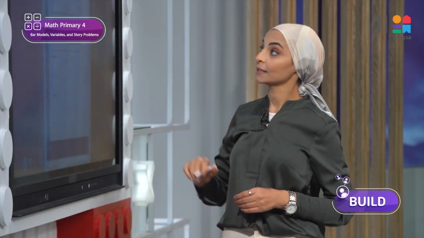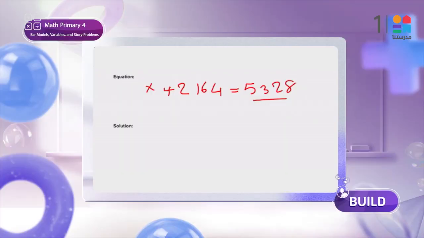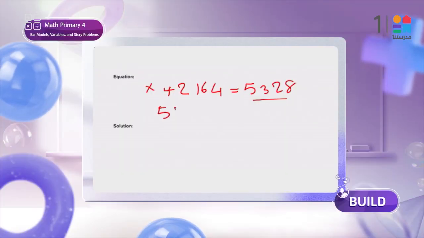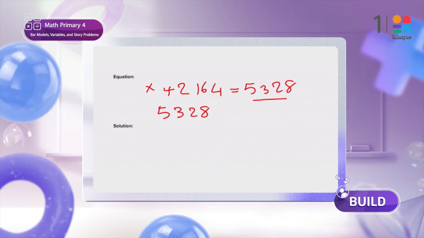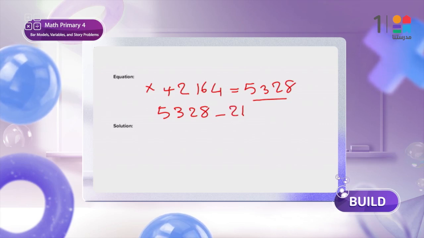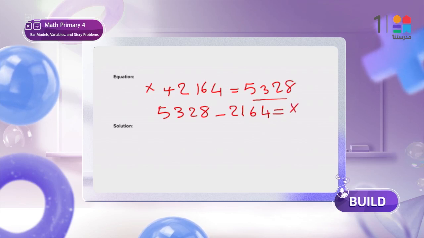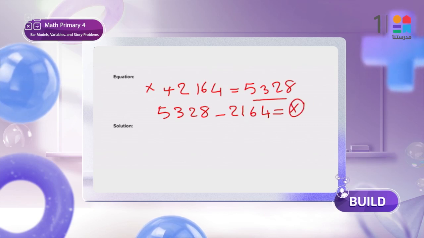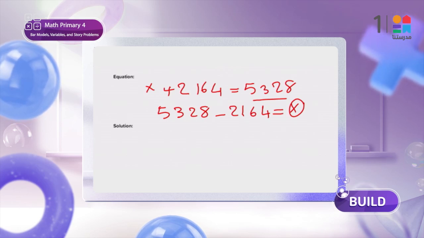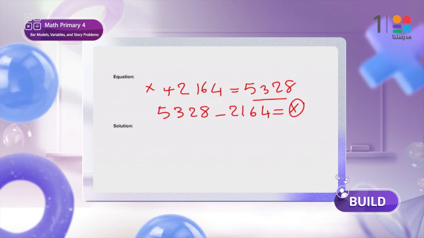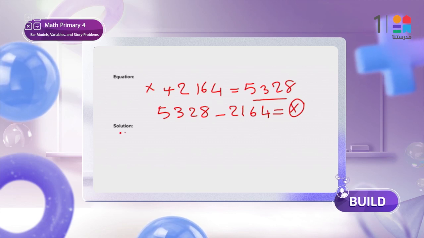Let's see the second equation. Someone can tell me I can write 5,328 minus 2,164 equals X. Right? Both are right. So when I say X equals 5,328 minus 2,164, or if I said X plus 2,164 equals 5,328, both are right. These are two forms of equations. We can use them. Now let's see the solution.